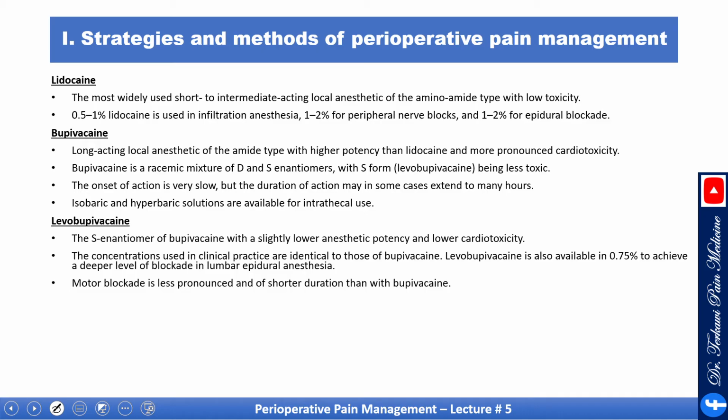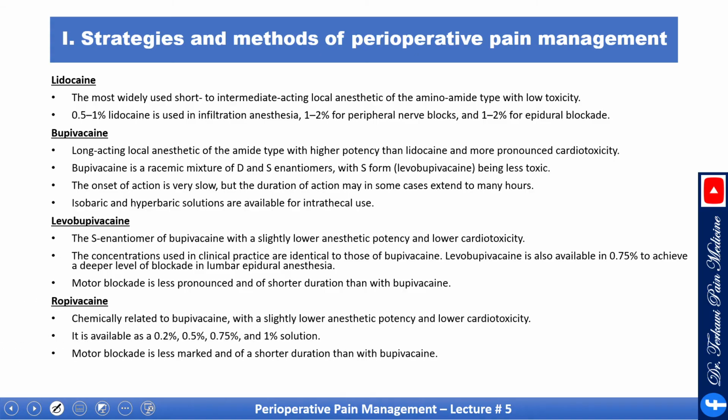Levobupivacaine is similar to bupivacaine, but with lower cardiotoxicity. It's available in multiple concentrations. Ropivacaine is chemically related to bupivacaine, but has slightly lower anesthetic potency and lower cardiotoxicity.